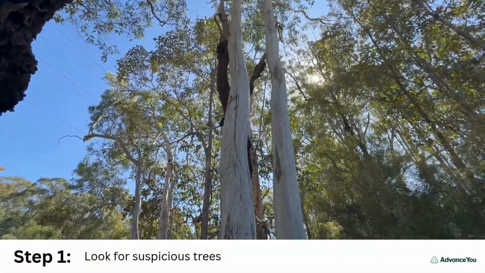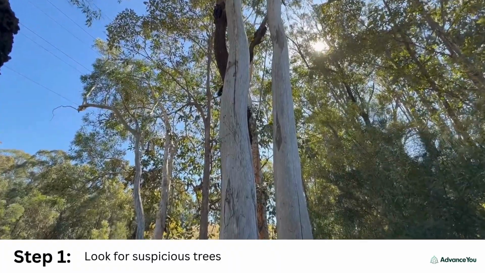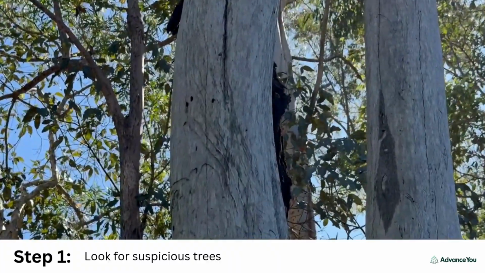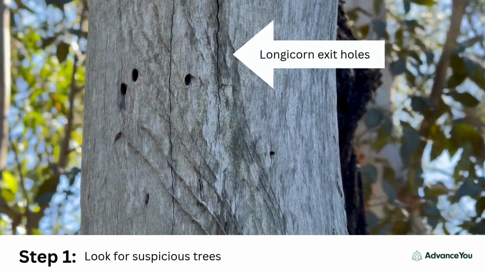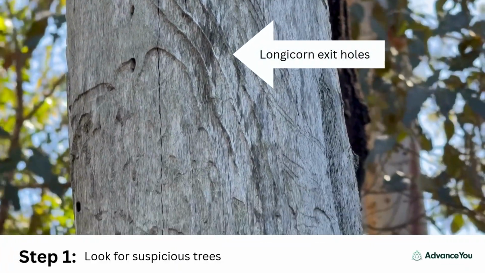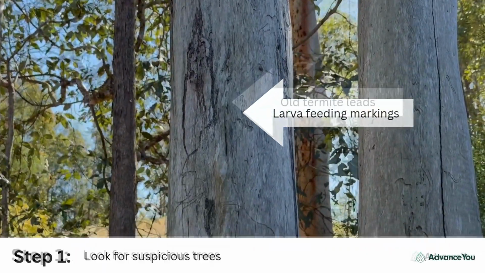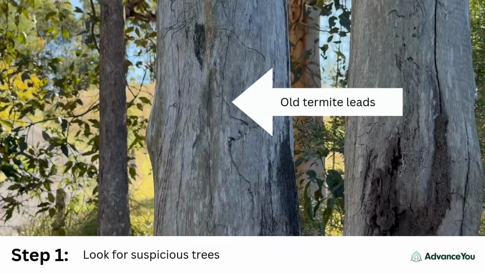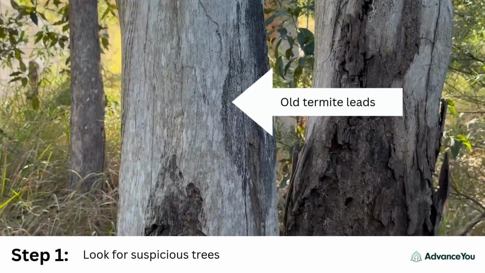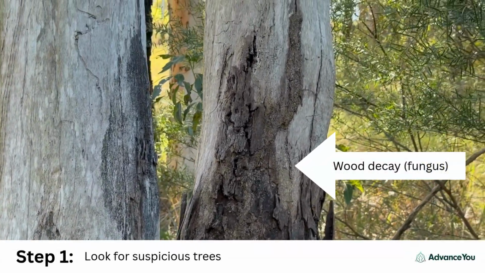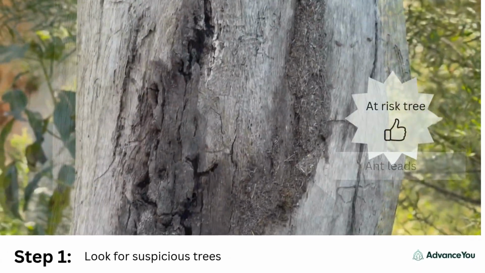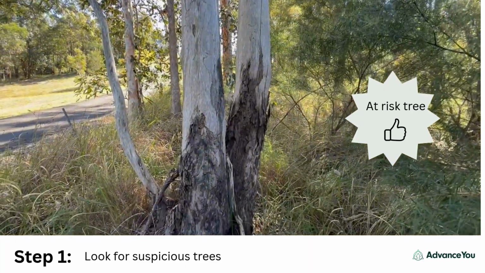So step 1, you need to find trees that are suspicious. You need to be looking for evidence of dead and dying trees, evidence of borer or other timber pests. You might see exit holes or larval feeding marks, old termite leads on the external part of the tree. You might see wood decay at the base of the tree or even ant leads. So you can see this is an at-risk tree.